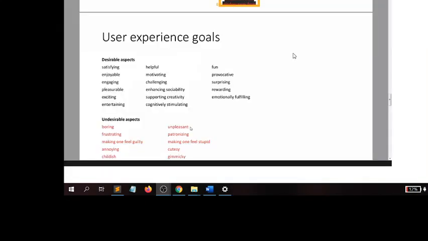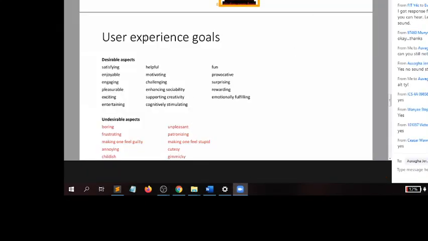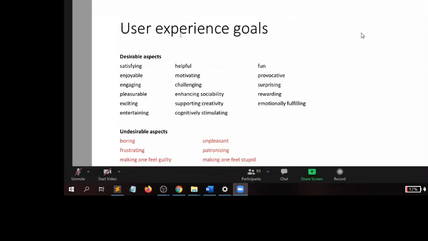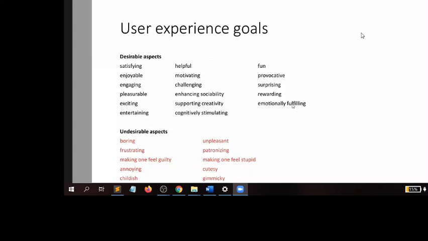So generally, user experience goals are these. Remember, we talked about the purpose and those kinds of things. So the goals should be desirable. These are the desirable aspects. Ask yourself, evaluate these, and you can see these are more about people. They have nothing to do with what? Nothing to do with technology. And that is the essence of social informatics now. Satisfying, helpful, motivating, emotionally fulfilling.